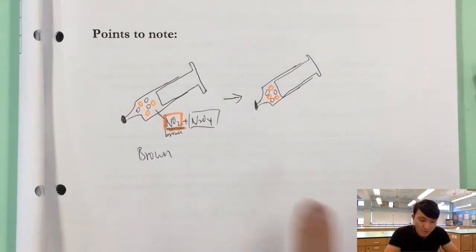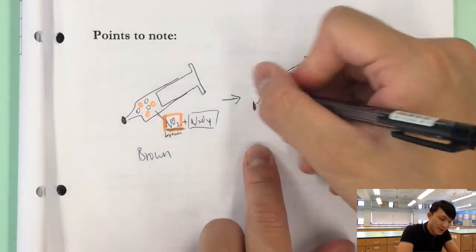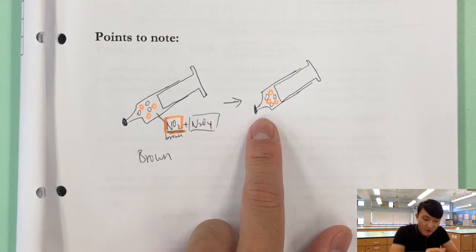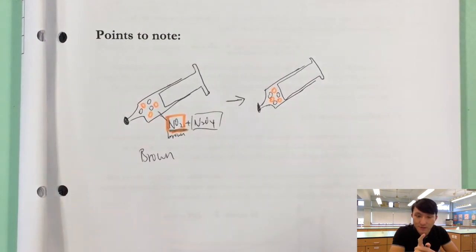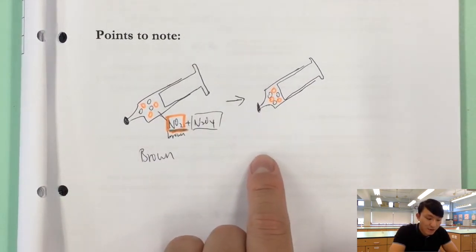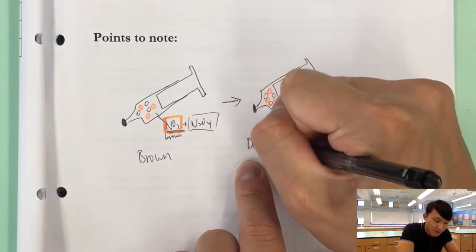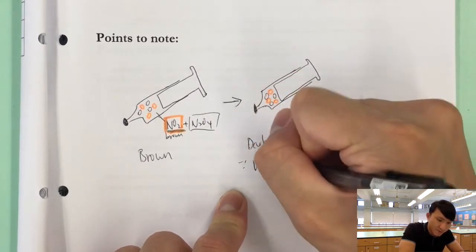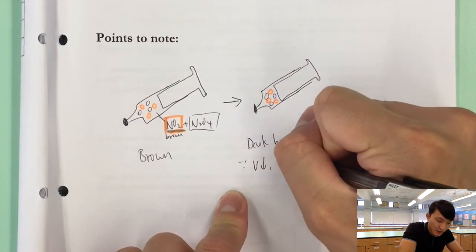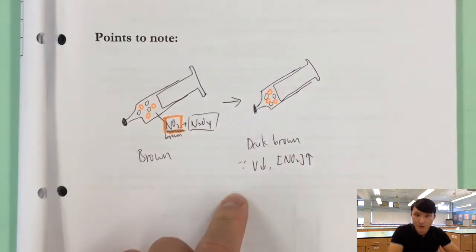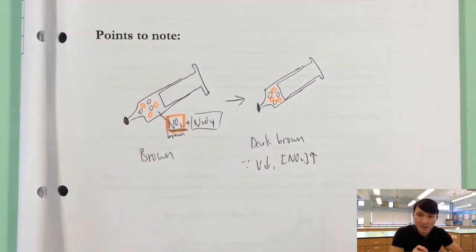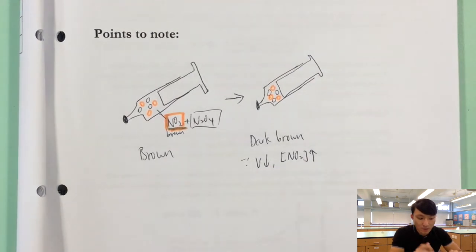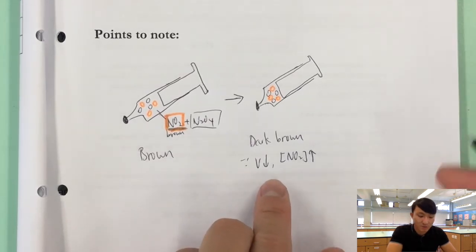So at this instant, the concentration of NO2 increases, right? Therefore, it should be dark brown, isn't it? Simply because volume decreases, so the concentration of NO2 increases. So actually this is the instant change. This is the first observation. At the moment where the piston is pressed, it should be deeper in color, so it becomes dark brown.